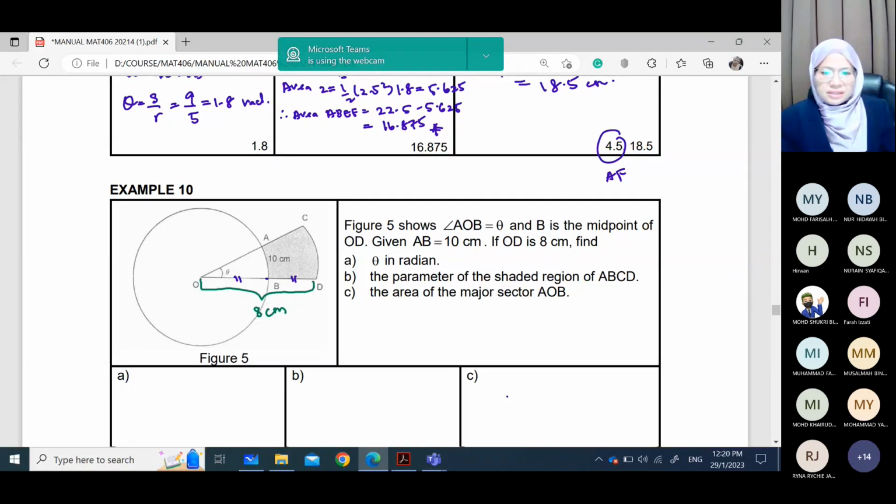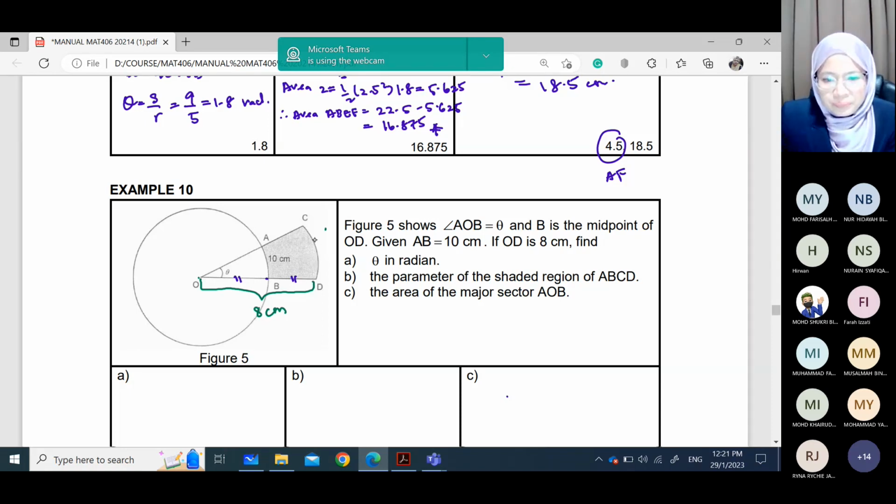Jadi apakah radius dia? Radius dia adalah O to B, OB. B adalah midpoint. Itu clue-clue dia lah. Okay, so find angle in radian. So kita dah dapat R, dah dapat S. So kita boleh dapat angle. The perimeter of the shaded region of A, B, C, D. Yang ni, kita kena cari perimeter yang ini. So means that you kena cari S yang ini. Radius dia daripada sini ke sinilah, O to C. So O to C dan O to D is the same thing.